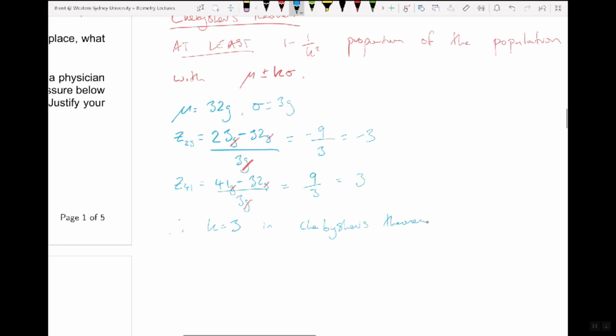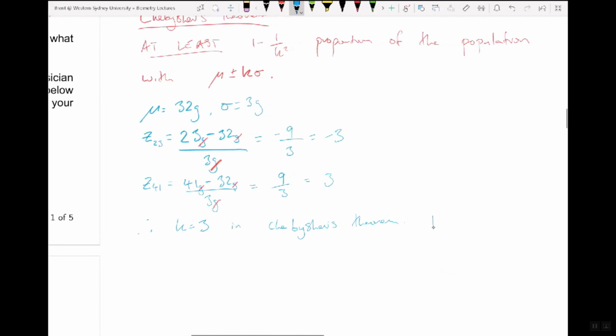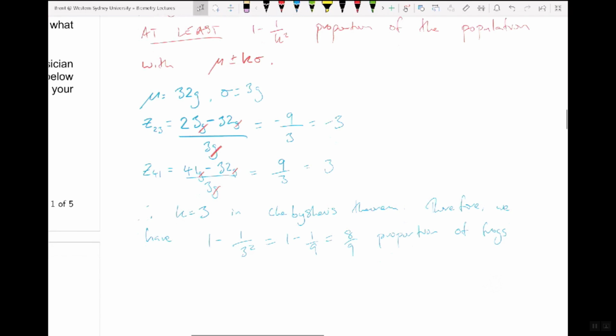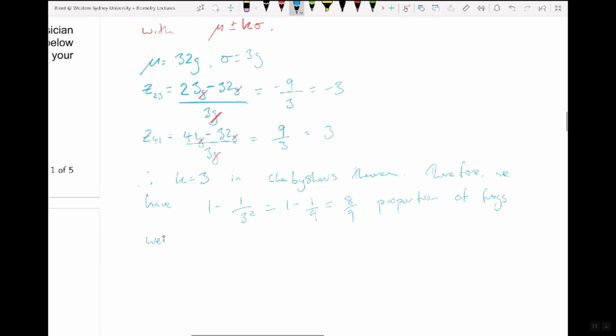In Chebyshev's theorem, therefore, we have 1 minus 1 over 3 squared, which is 1 minus 1/9, which is 8/9 proportion of frogs. Again, I'm being specific to the question: the proportion of frogs that weigh between those values, 23 grams and 41 grams.